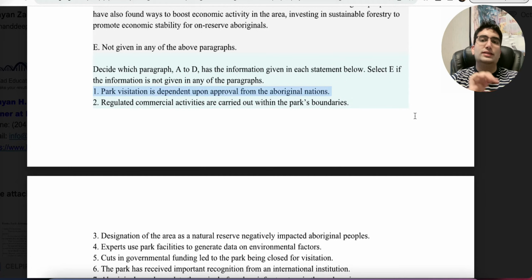Now let's look at the whole sentence and paraphrase the whole thing. Okay, park visitation is dependent upon approval from the Aboriginal nations. Let me say it in a different way.